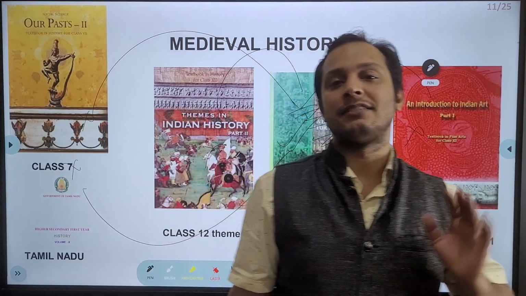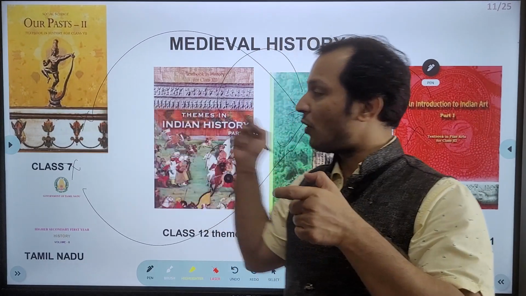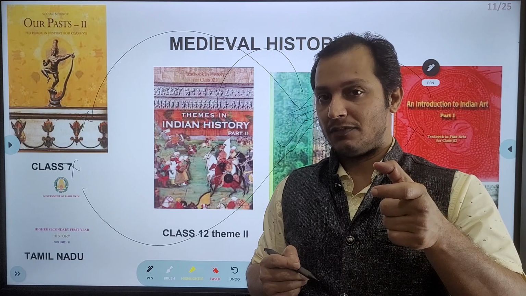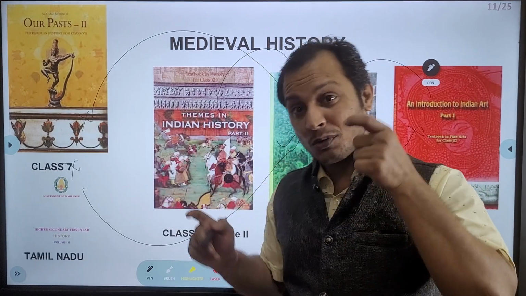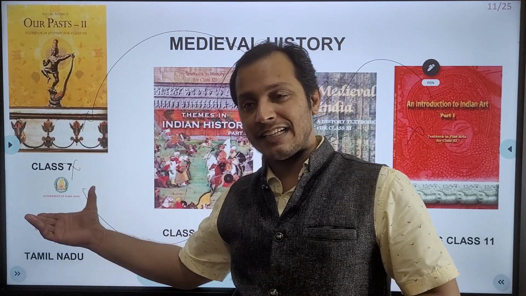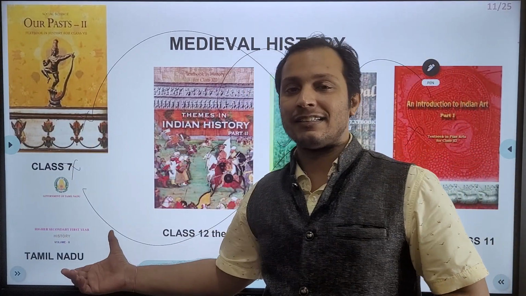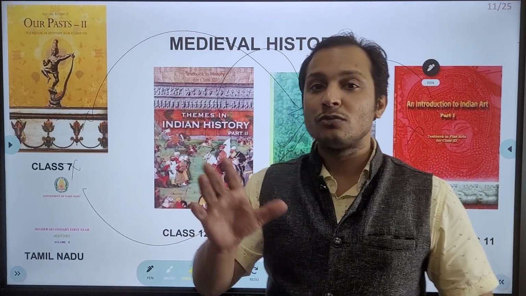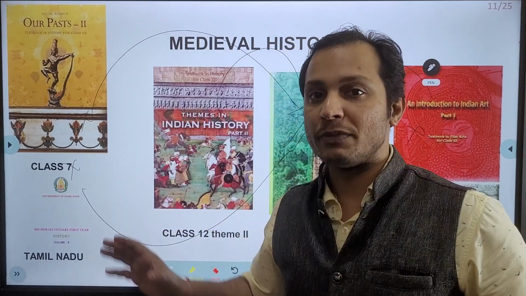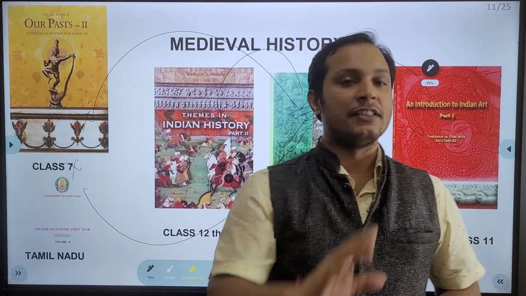So the best strategy is this: read always in an integrated manner. Suppose you are reading Mughals, read from all books together. If you are reading Marathas, read from all together. Don't make the mistake of reading one book entirely, then another entirely, then another. This is a stupid way of doing it. Don't be that stupid person. It will be an inefficient way of reading these books.